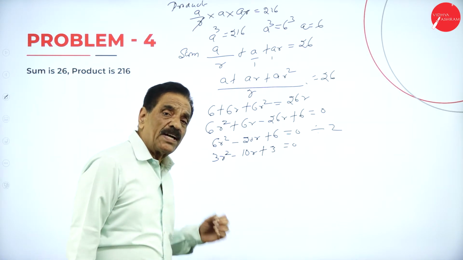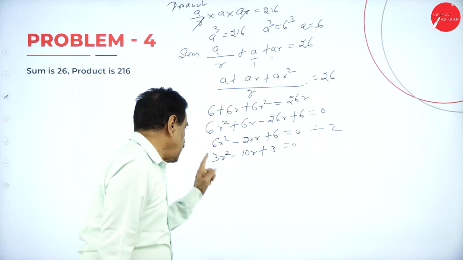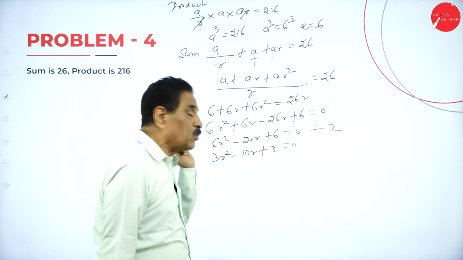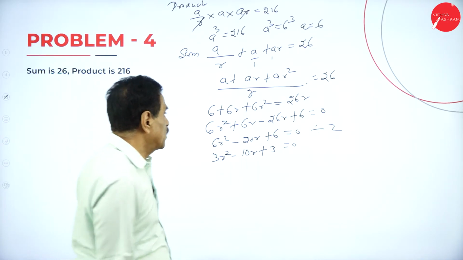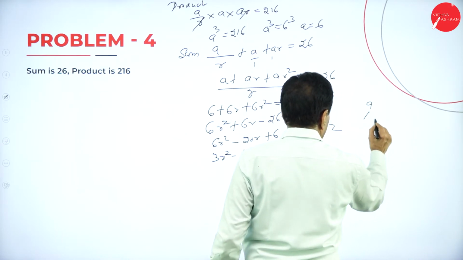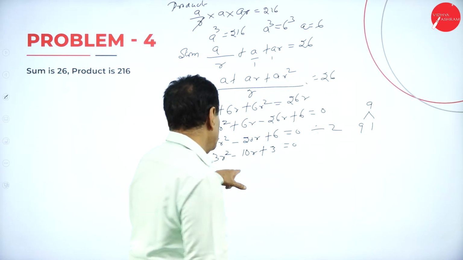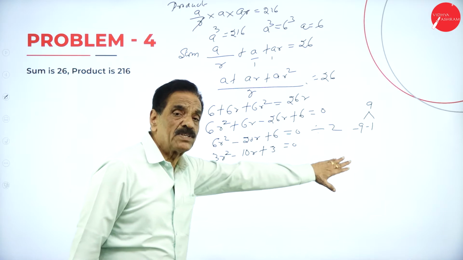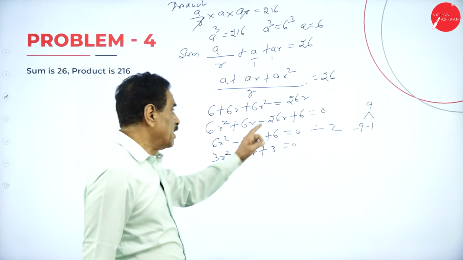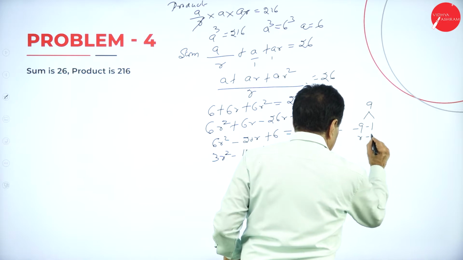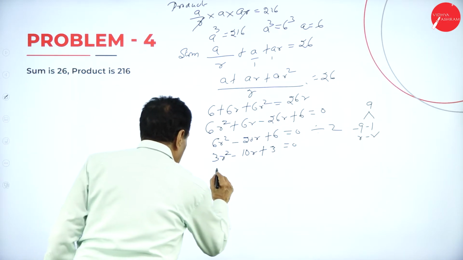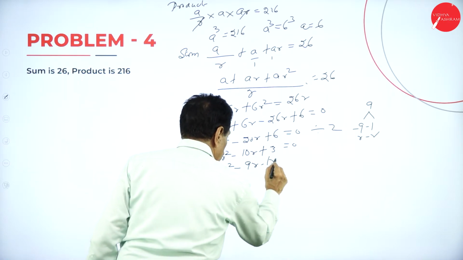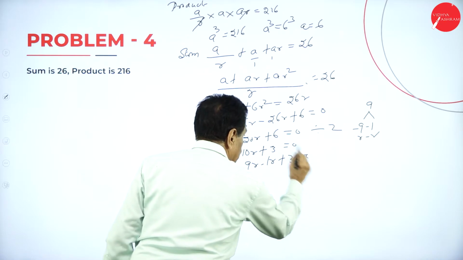So, quadratic equation: 3 threes are 9. When you multiply, it should be 9. When you add or subtract, it should be equal to 10. 3 threes are 9, so we can take 9 and 1: 9 ones are 9, 9 plus 1 is 10. Minus 9, minus 1, minus into minus becomes plus. So 3R square minus 9R minus 1R plus 3 is equal to 0.